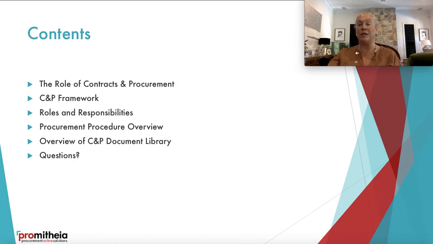We focus on the C&P framework with clients because it's a really, really simple way of designing your C&P, your contracts and procurement function. Roles and responsibilities, the procedure overview, the overview of the library, and then, of course, if there's any questions.